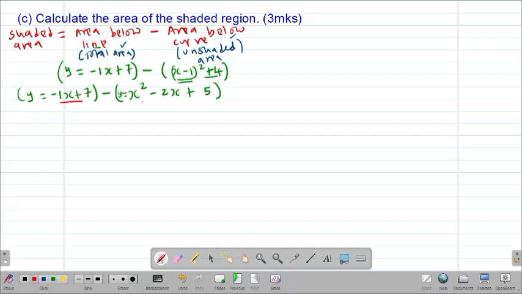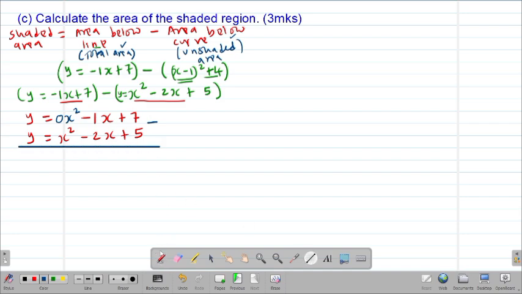So I'll only pick this one and this one here, because of course the y's are going to cancel out. So I'm having y equals negative 1x plus 7, and I want to subtract from y equals x squared minus 2x plus 5. The value of x squared in the line was actually 0, meaning the coefficient was 0, so this was 0x squared. That is why there was no need of writing it. Remember, we are subtracting the two equations.